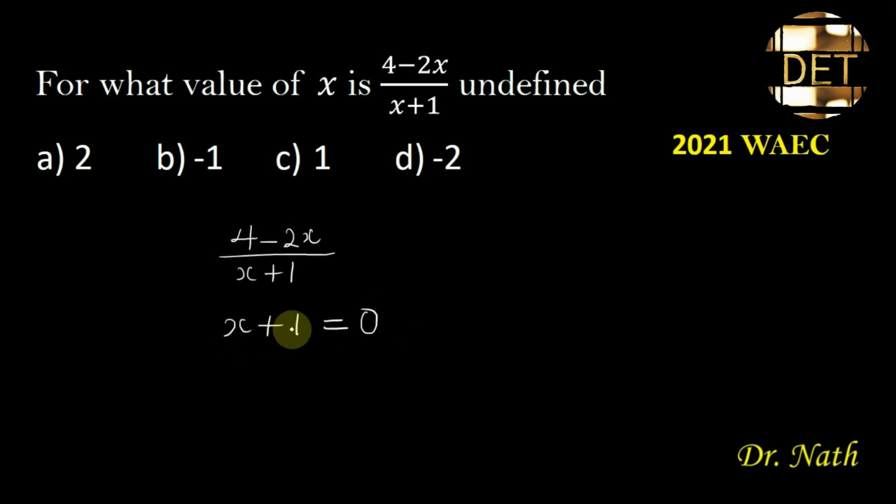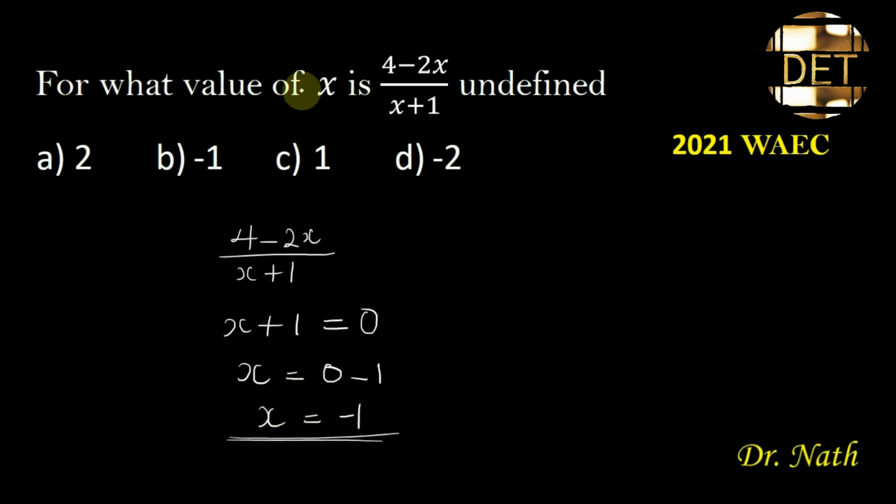If this plus 1 moves to the other side of the equation, it becomes minus 1. So x is equal to 0 minus 1, and 0 minus 1 is equal to minus 1. So x is equal to minus 1. For this expression to be undefined, x must be equal to minus 1.